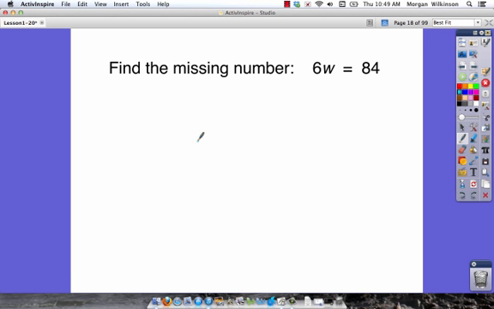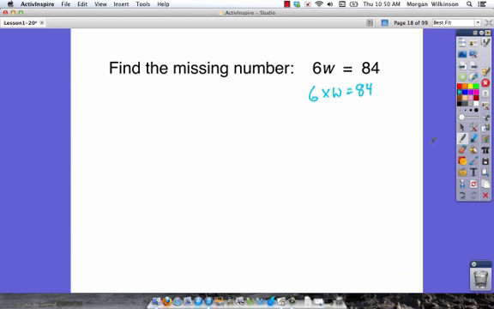All right, now we need to find the missing number again. 6 times W is equal to 84. Notice there's no multiplication symbol here, because if we had one, it would be hard to tell whether it was a times or an x, like a variable, something that we don't know. When we write the number right next to the variable, it always means multiplication.